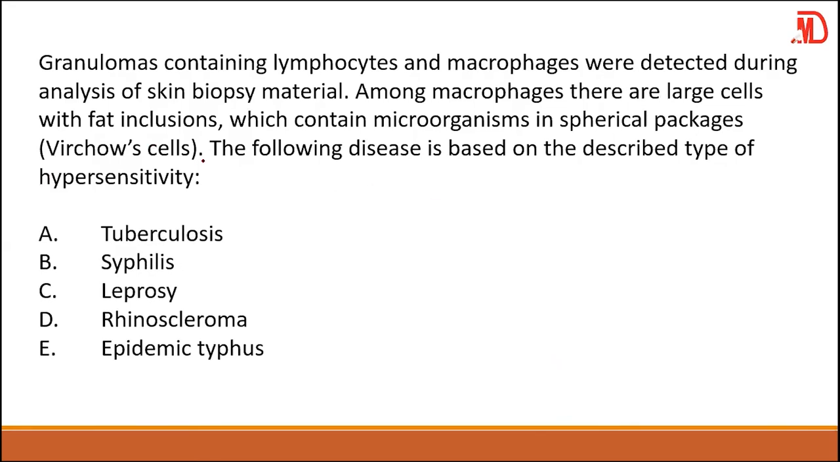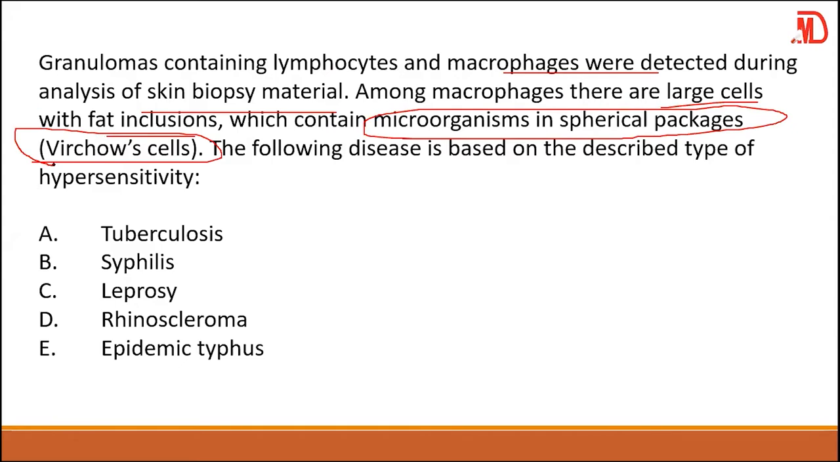Granulomas, I know at the beginning of the presentation we talked about the different types of granulomas that you need to be looking out for. Now, granulomas containing lymphocytes and macrophages were detected during the analysis of skin biopsy material. Among macrophages, there are large cells with fat inclusions, which contain microorganisms in spherical packages. Guys, they've given you the cells. Virchow cells. What comes to mind? Who can tell me? We talk about these things. Leprosy. Exactly.